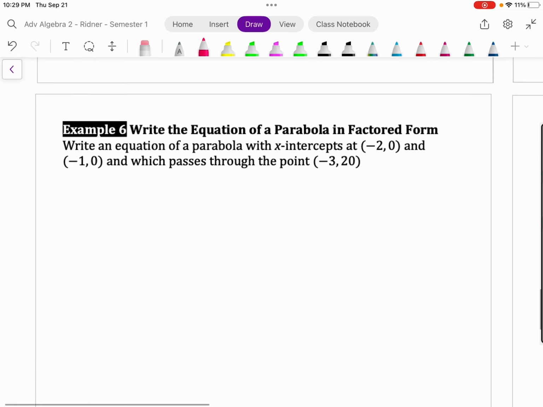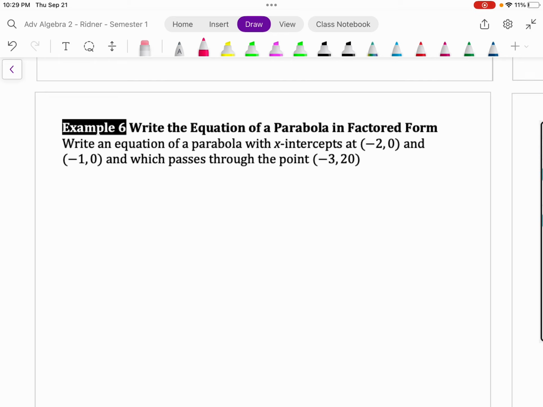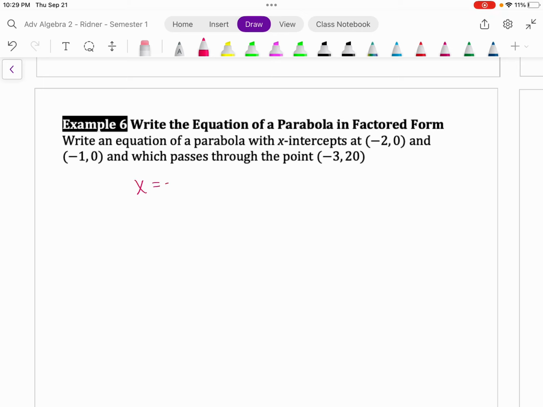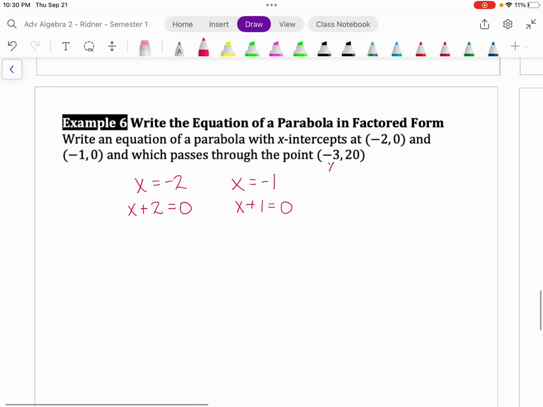Now we are writing an equation where the x-intercepts are -2 and -1. So remember, if x equals -2, the factored form is x plus 2. If x equals -1, x plus 1 is the factored form. And it's going to pass through the point (-3, 20). That's going to help us find our a value, or the stretch.